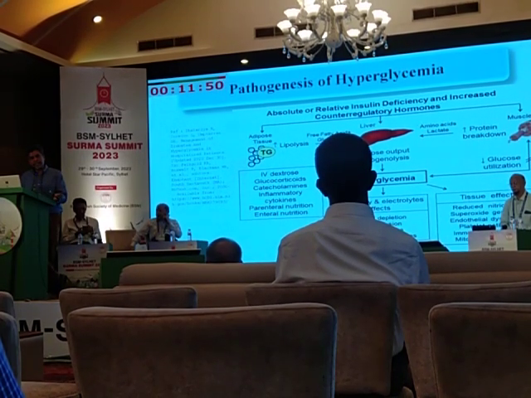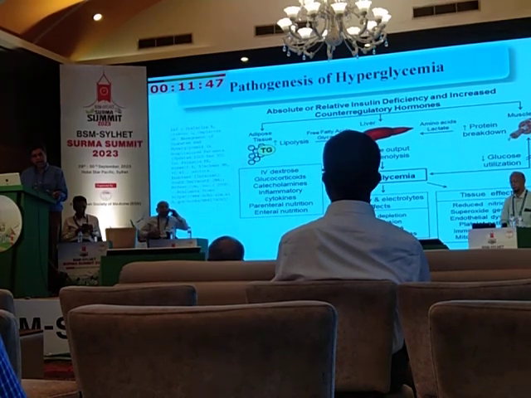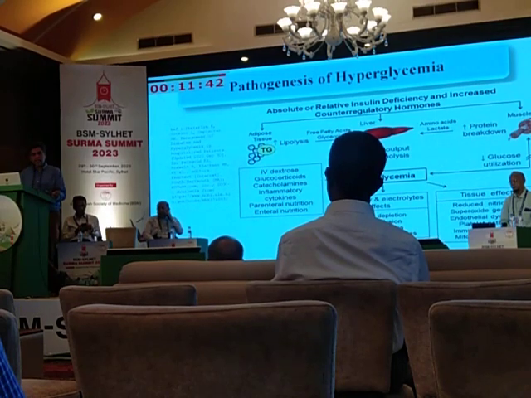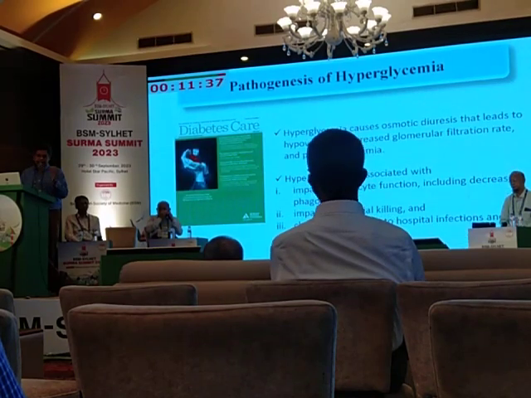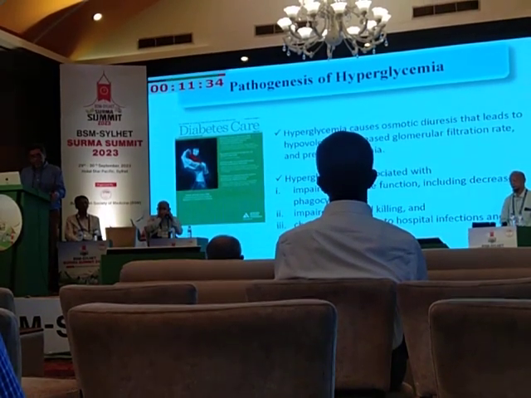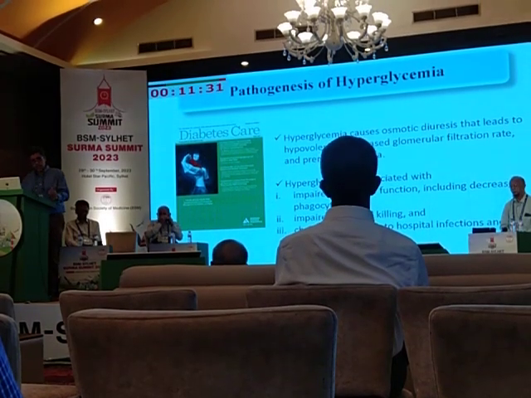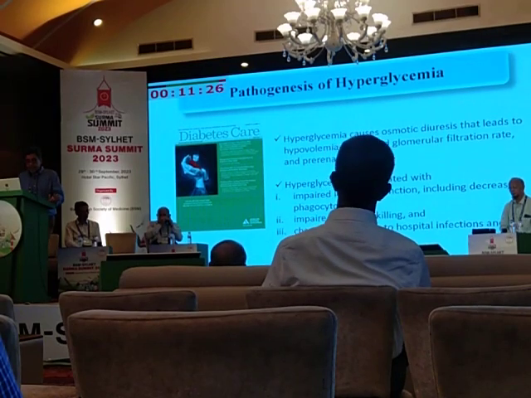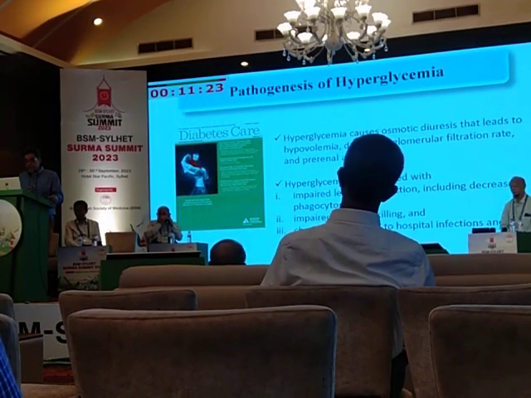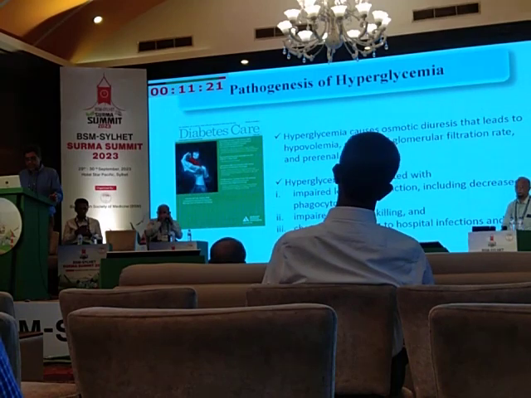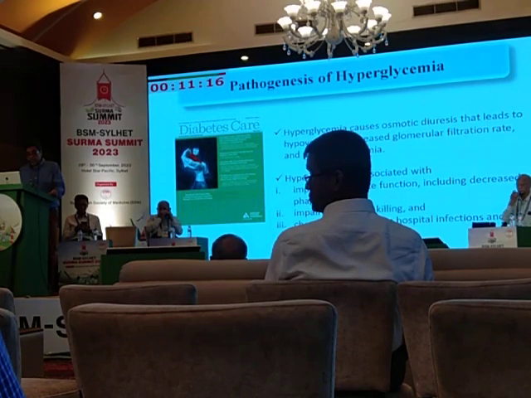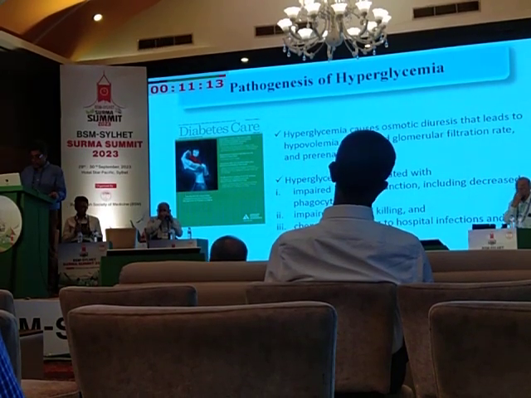Besides this, a hospitalized critical patient may or may not be on IV glucose, there is increased secretion of catecholamines and glucocorticoids, and the patient may be on parenteral nutrition. All these things lead to hyperglycemia. What is the end result? The end result is hyperglycemia with osmotic diuresis that leads to hypovolemia, decreased glomerular filtration rate, and prerenal azotemia. Hyperglycemia is also associated with impaired leukocyte function, including decreased phagocytosis, impaired bacterial killing, and altered chemotaxis, leading to hospital infection and poor healing.